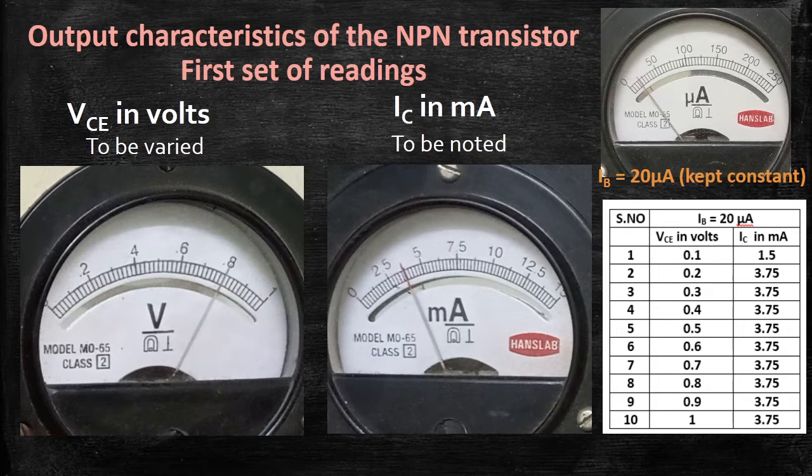Okay. Now it is increased from 0.8 to 0.9 VCE value. Note down the corresponding reading here, IC. Again it shows 3.75. Now it is increased from 0.9 to 1 volt. Look at the value, no change in the IC value. Again it shows 3.75. So I have taken the first set of values when the IB was kept at how much? 20 microampere. Understood?